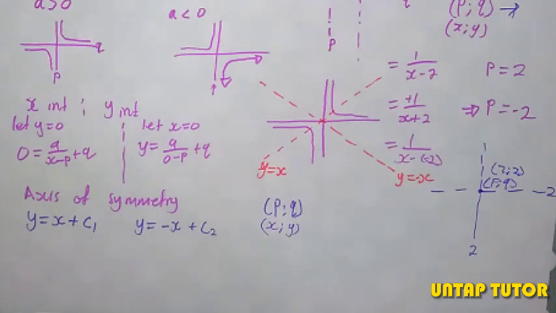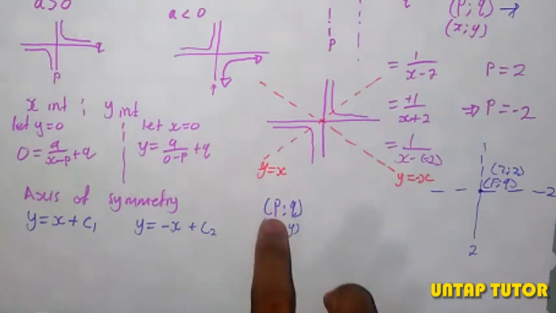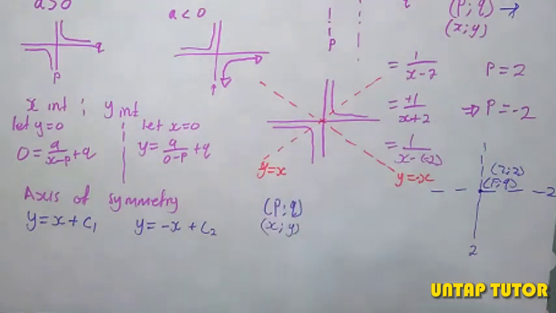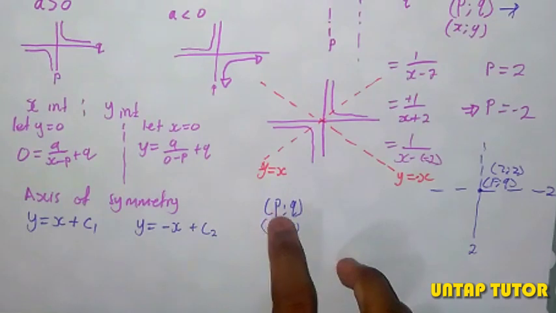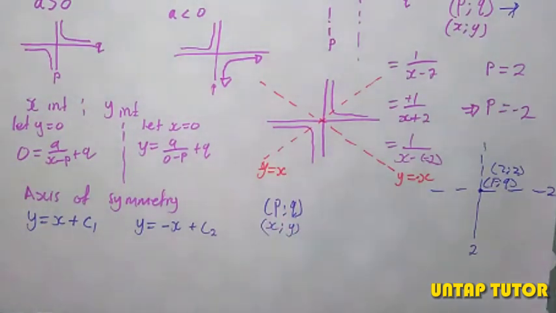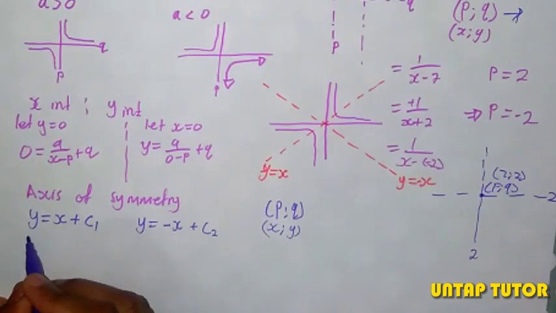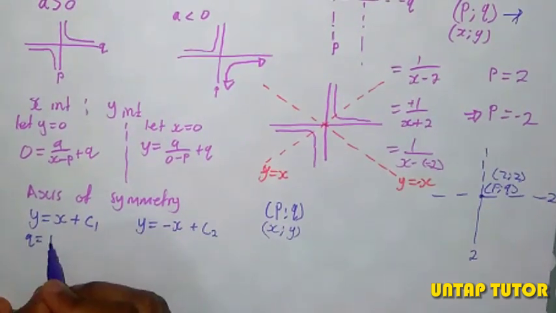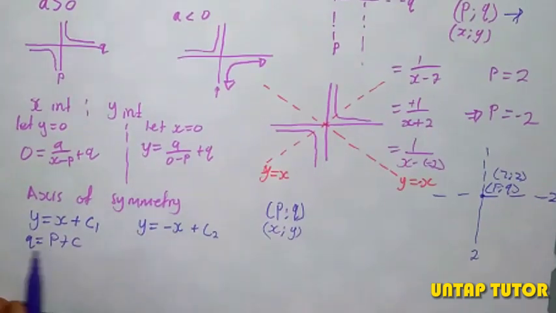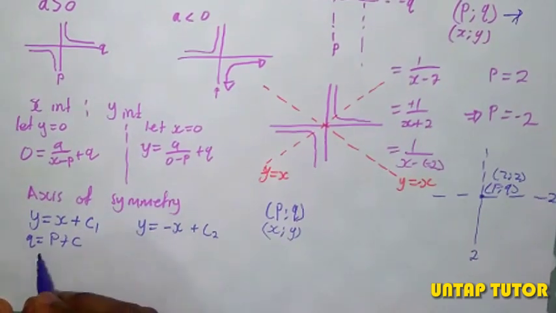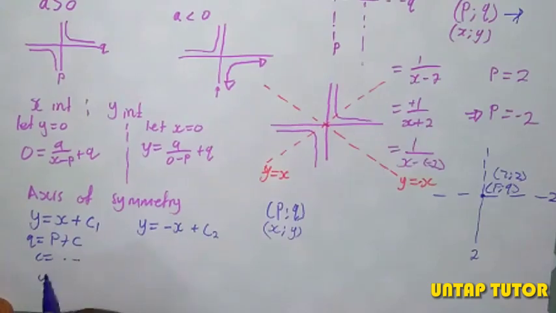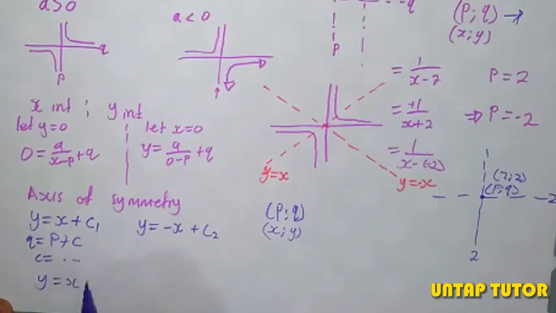Y is equal to x plus c1, or y is equal to minus x plus c2, and then you write your point P is to Q, which is in terms of x is to y, and then you write your asymptotes, right? P and Q. That's the only thing you're gonna need to solve these questions. And then you're gonna go ahead and substitute Q in terms of y is equal to P plus C. So these are gonna be numbers, right? And then you're gonna be able to solve for C.